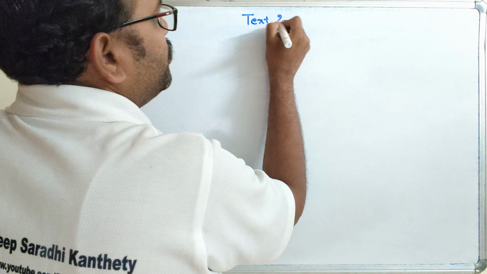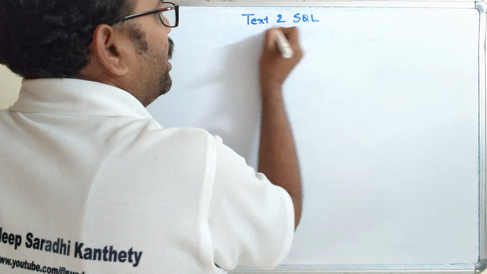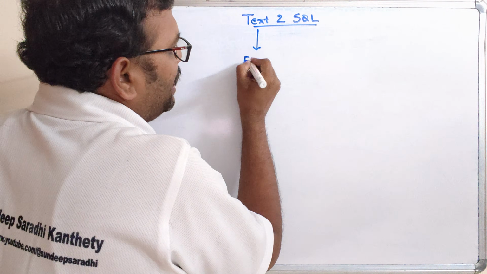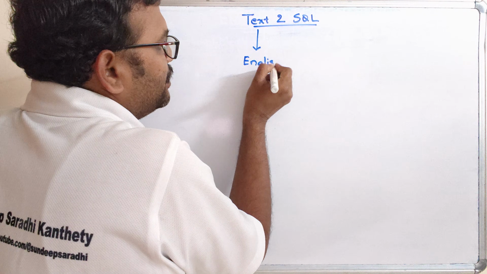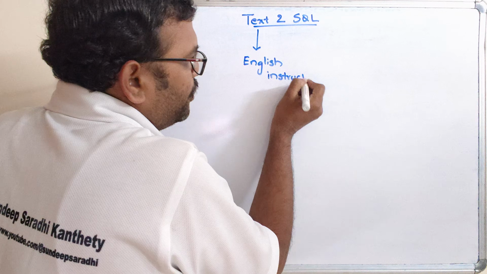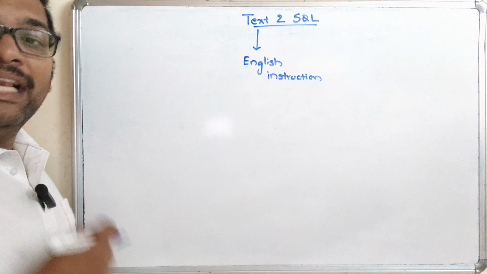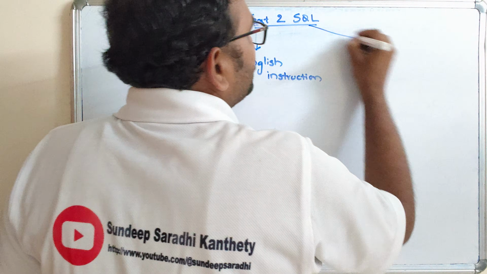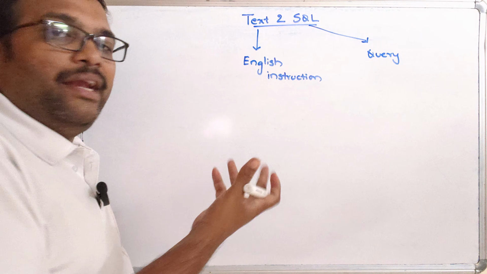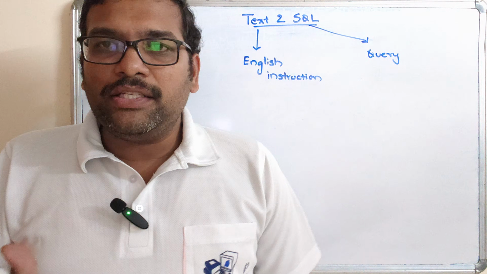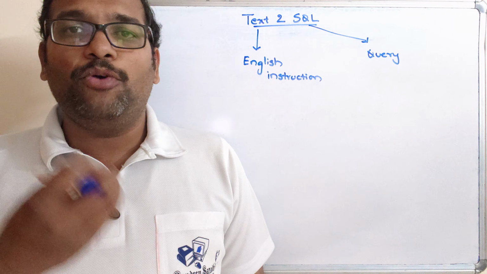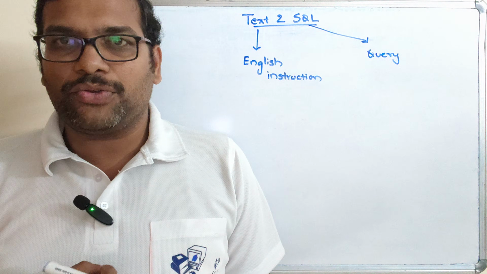Text to SQL. So this text means normal English. English we can call as an instruction, English instruction, and SQL means query. So why are we writing this query? If you are watching this video, you might know at least a few things about SQL. So what is the importance of SQL?